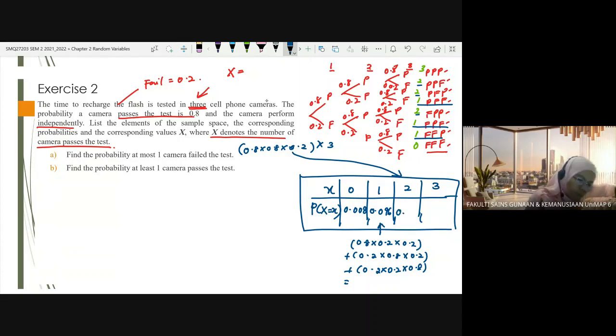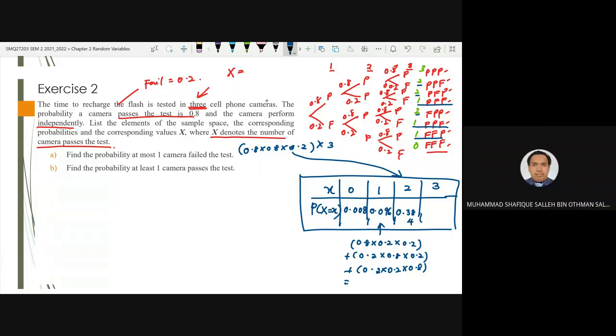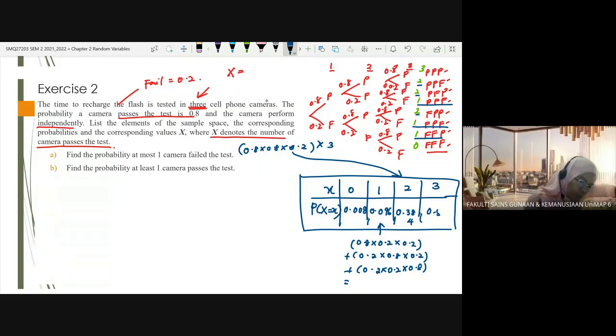0.384. Why so slow? It's correct. Okay, what about 3? So 3: 0.8 multiplied by 0.8 and multiplied by 0.8. 0.512. Yes, 0.512. So if you add all these values, you will get 1. So this is what we call the probability distribution for this particular experiment.